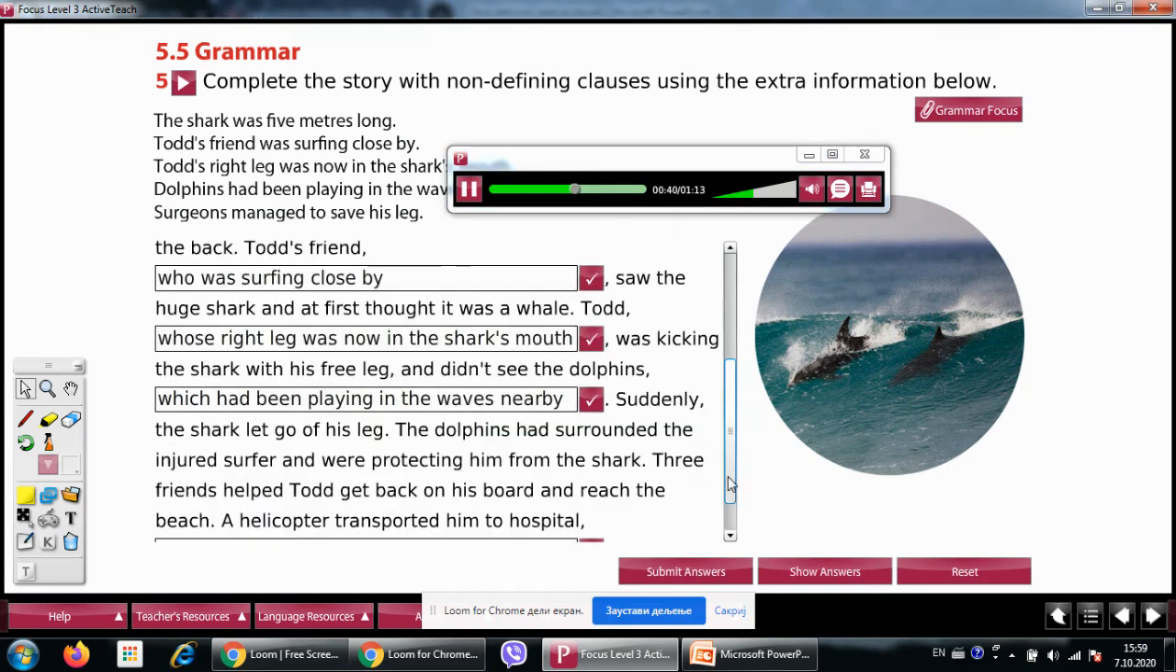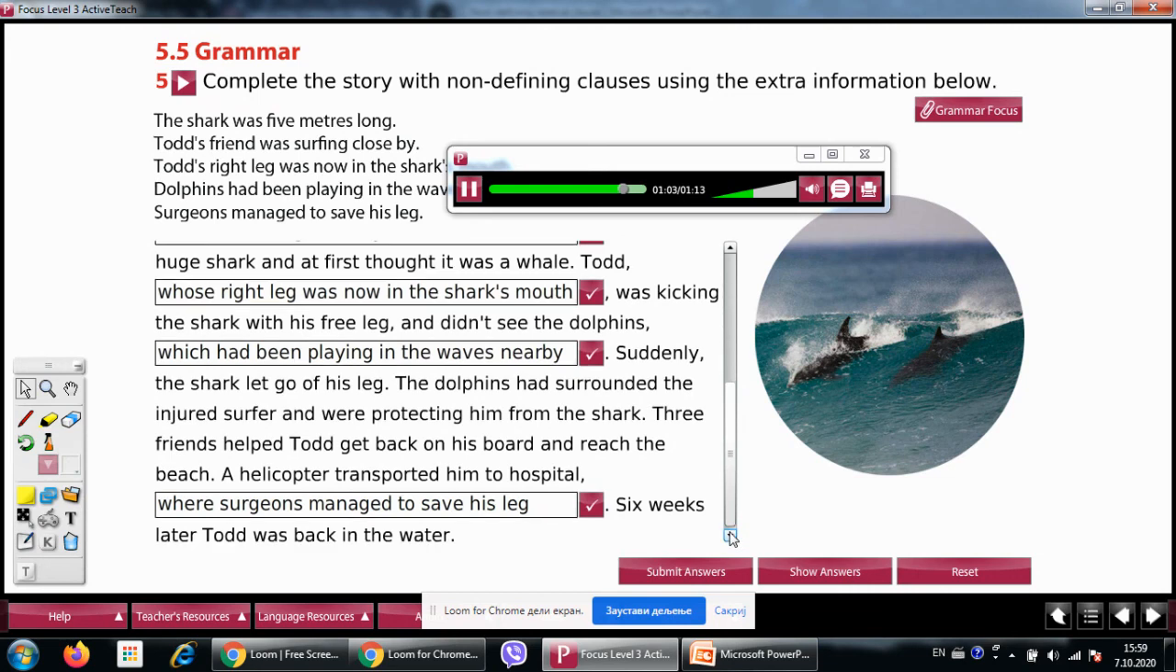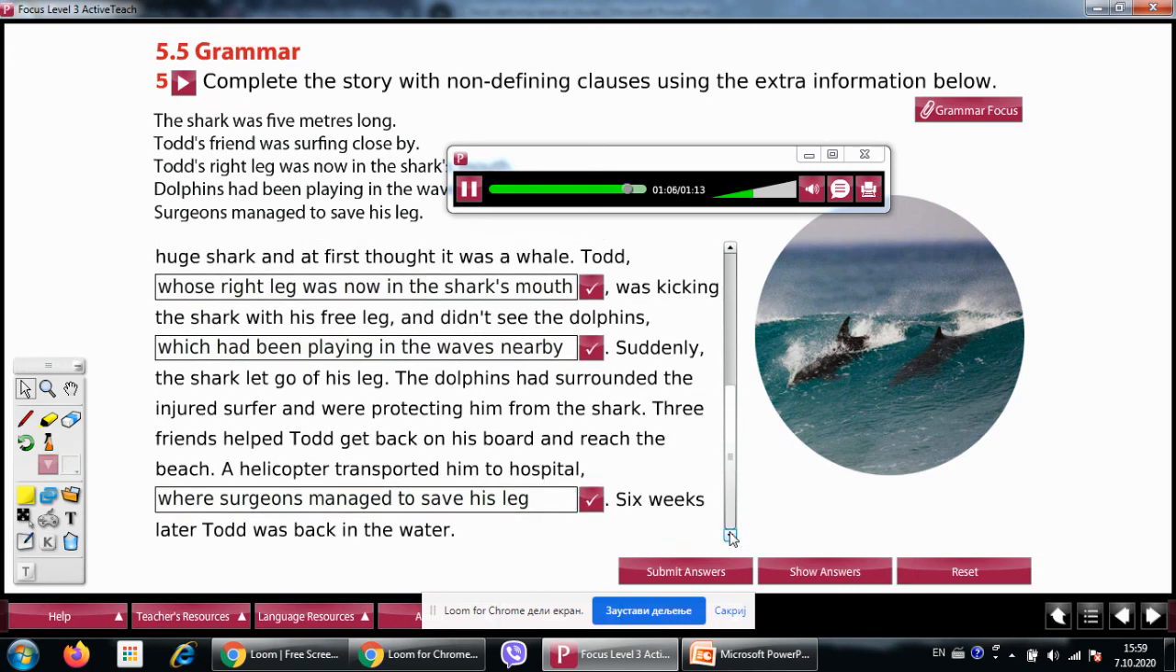Todd, whose right leg was now in the shark's mouth, was kicking the shark with his free leg and didn't see the dolphins, which had been playing in the waves nearby. Suddenly, the shark let go of his leg. The dolphins had surrounded the injured surfer and were protecting him from the shark. 3 friends helped Todd get back on his board and reach the beach. A helicopter transported him to hospital, where surgeons managed to save his leg. 6 weeks later, Todd was back in the water.